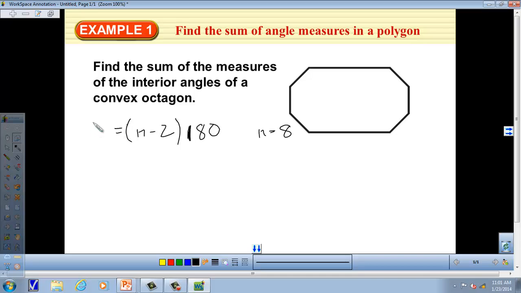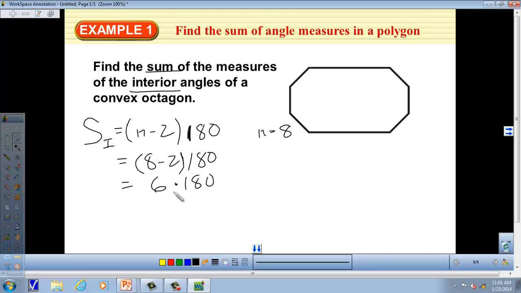And what we're doing is we're finding the sum of the interior angles. That's why I use sum of interior. You can see it here. So n is equal to 8. We say 8 minus 2 times 180, and we get out our handy dandy calculator. That gives us 6 times 180. Calculating that, we get 1080 is our answer here.